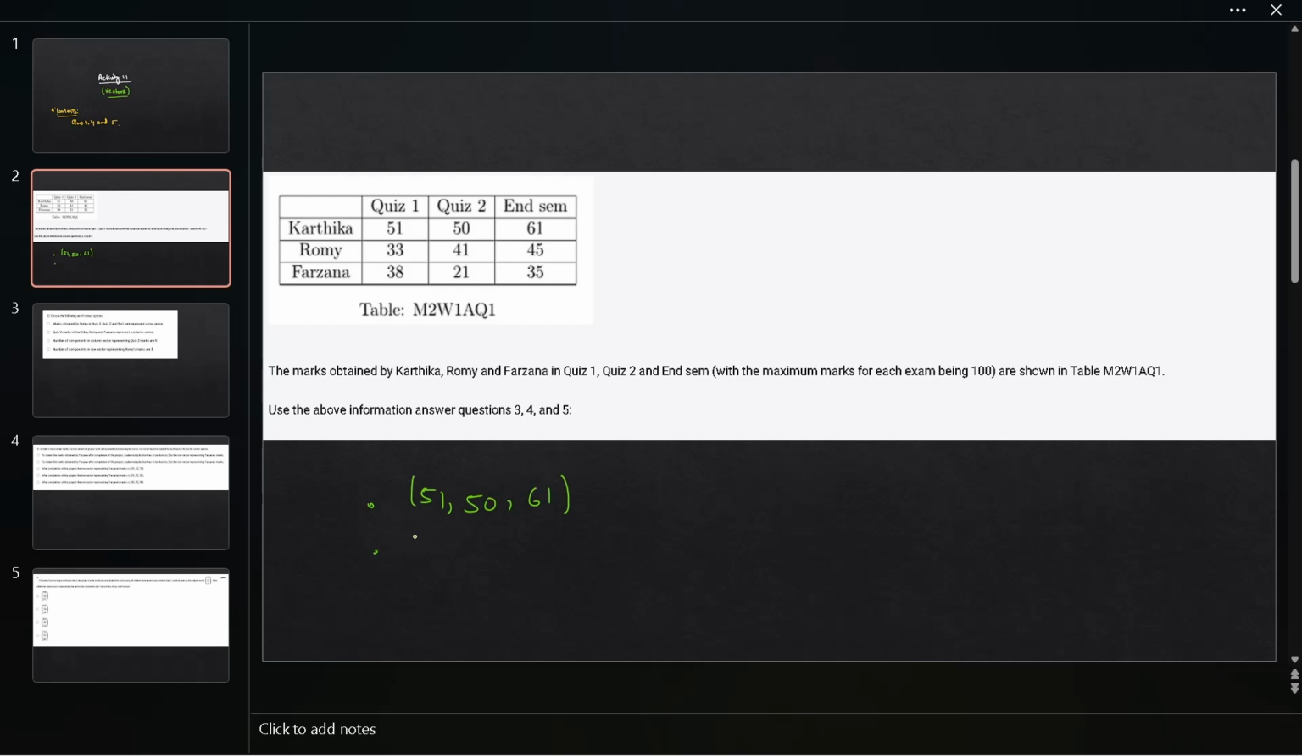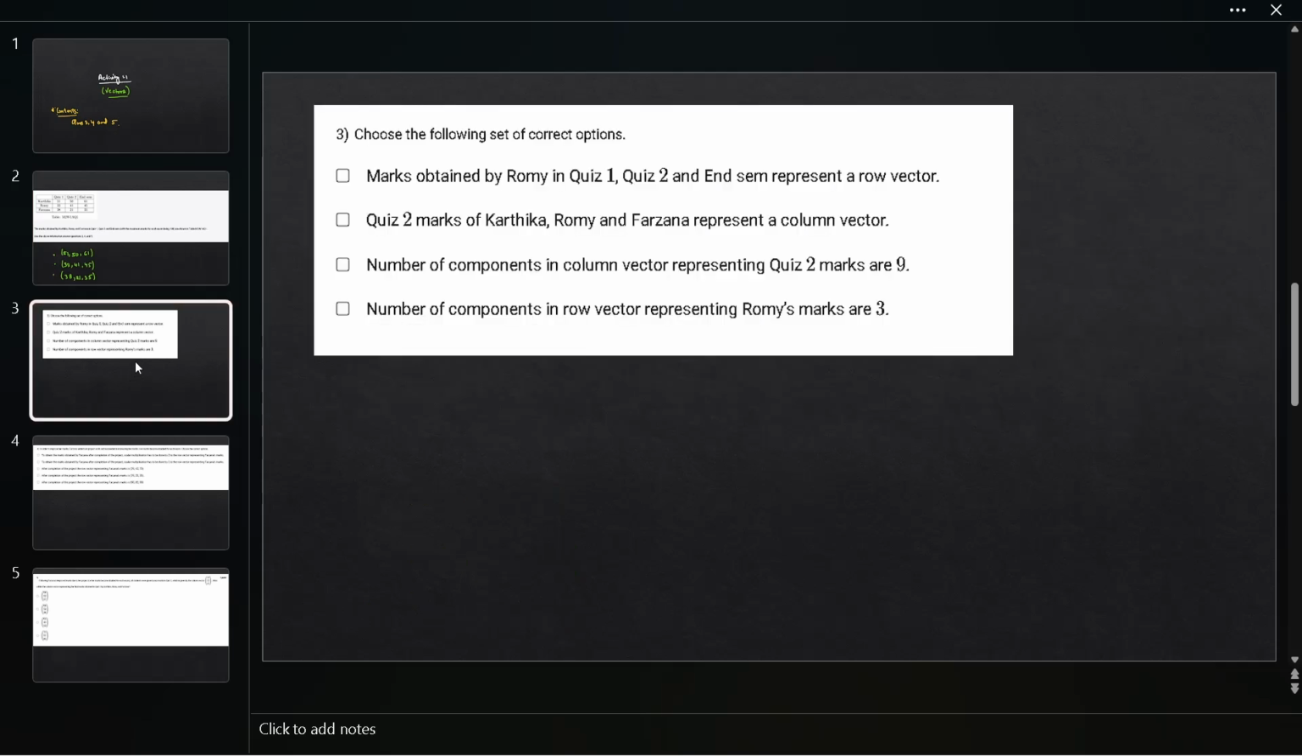Similarly, we can get the marks of Rami, that is 33, 41, 45, and the marks of Farzana as well, which is 38, 21 and 35. So each row represents the marks of an individual in quiz 1, quiz 2 and NSEM. So the marks obtained by Rami, who is an individual, in quiz 1, quiz 2 and NSEM are represented by a row vector, and this option is correct.